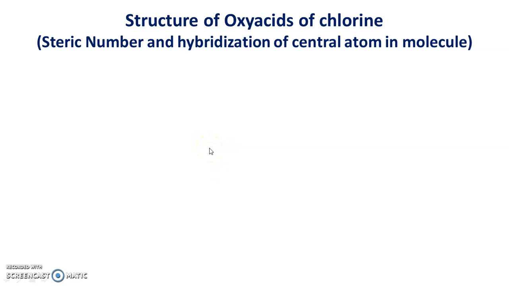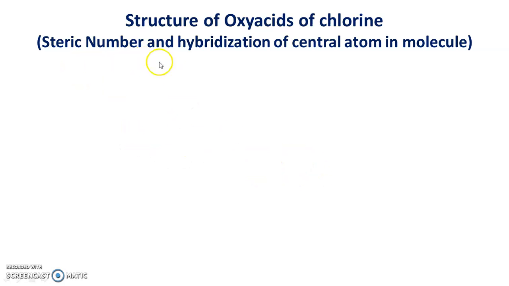And you know there are 4 steps to find out the structure of an oxyacid. Step 1 is to draw the Lewis dot structure and find out the total number of bond pairs and lone pairs of electrons. Then find out the steric number, which is the sum of the number of atoms attached to the central atom, that is the number of bond pairs, plus the number of lone pairs. And the last step is, considering the steric number, draw the structure for the oxyacid. So these are the 4 steps.